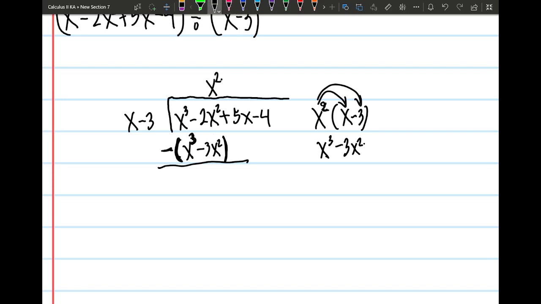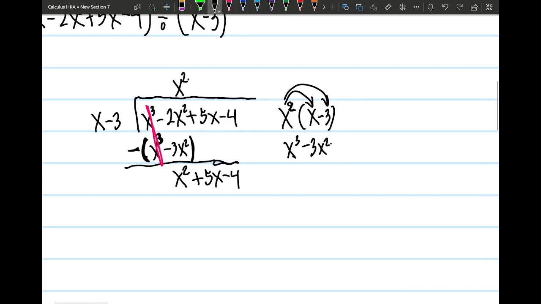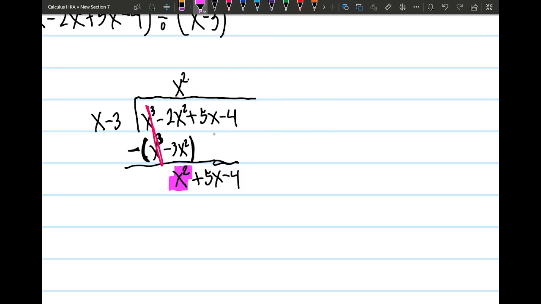So x cubed minus x cubed cancels out, obviously. And then we have negative 2x squared minus negative 3x squared. So it would be negative 2x squared plus 3x squared, which gives me x squared. So we would put that in. We get x squared here, and then plus 5x minus 4. Now we want to look at the x squared term here. Again, you always want to cancel out the leading term.